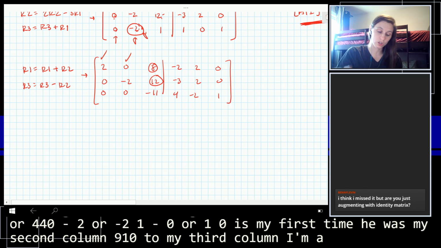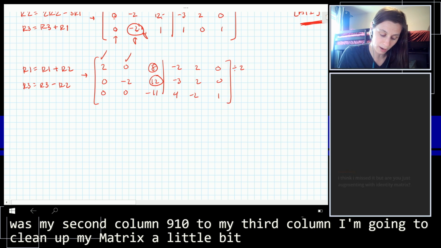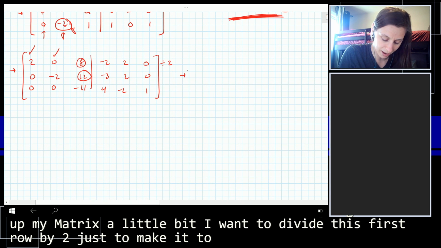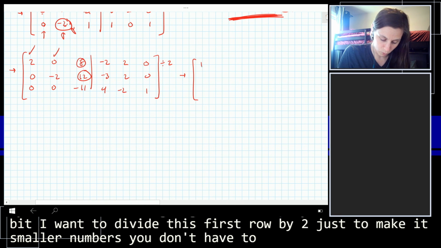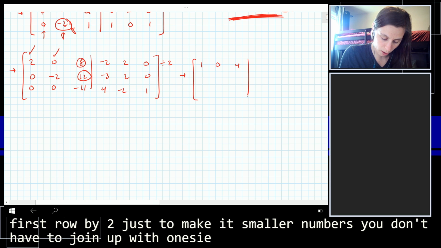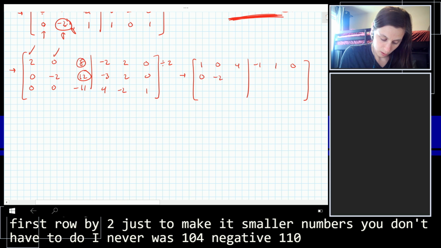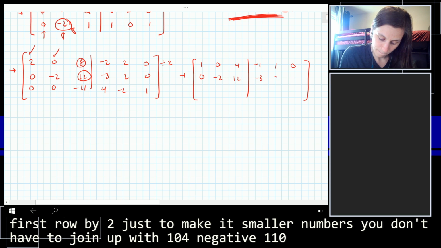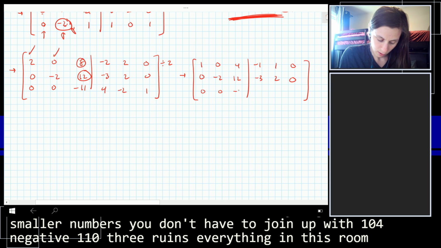I'm going to clean up my matrix a little bit. I'm going to divide this first row by 2, just to make it smaller numbers. You don't have to. So I end up with 1, 0, 4, negative 1, 1, 0. That 3 ruins everything in this row. It'll work out though.